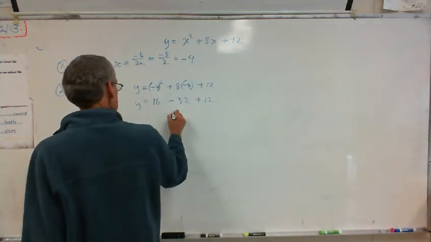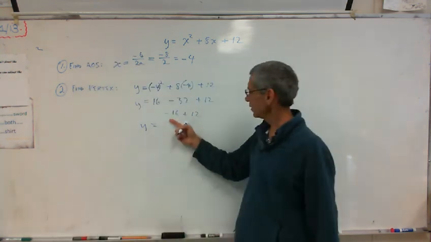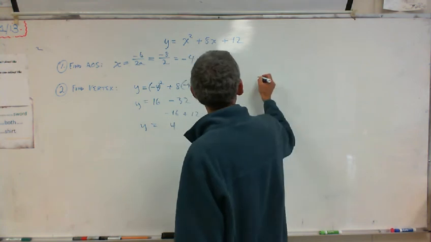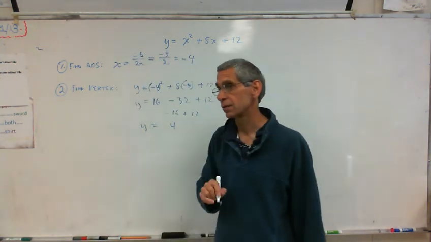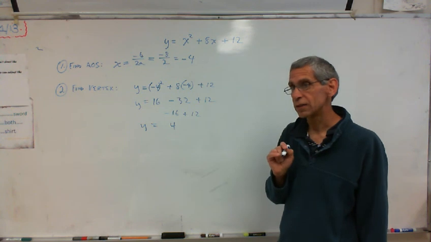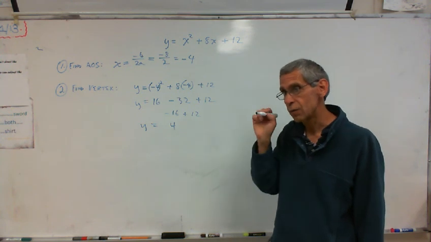So -16 plus 12 is what? It's -4. Oh my gosh, look at that. So our vertex is what? What's our vertex? What does a vertex look like when you write it? It's a point, so it's an x comma y.